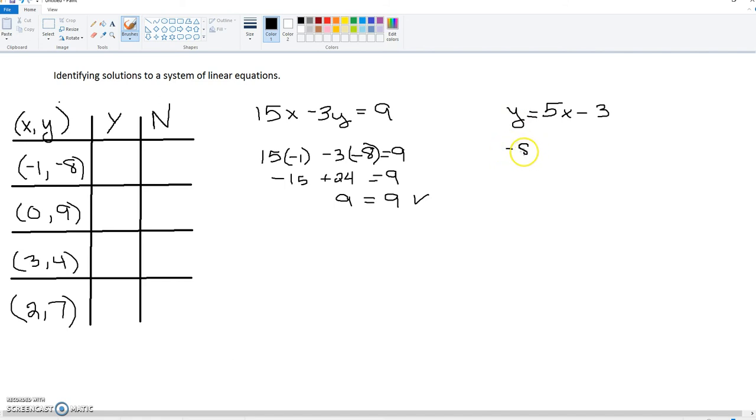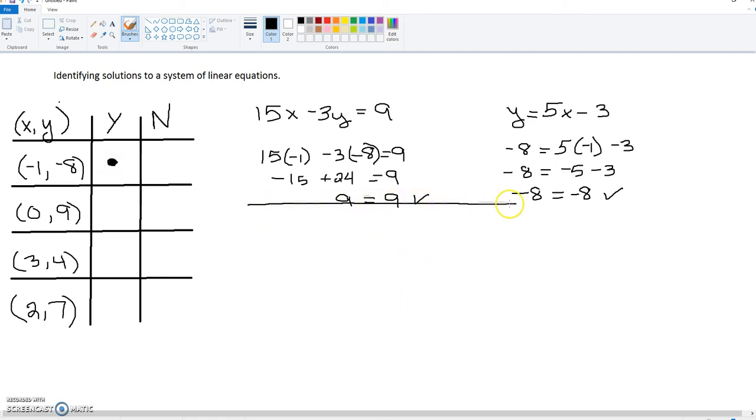So we've got negative 8 equals 5 times negative 1 minus 3. 5 times negative 1 is negative 5 minus 3. And let me bring this down. So negative 5 minus 3, of course, is negative 8. Negative 8 equals negative 8. And since they both end up equaling, then this is a solution to the system. So we're going to bubble in yes.